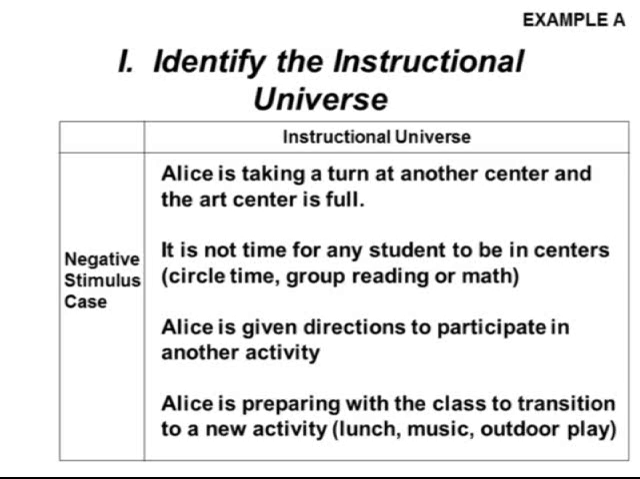In addition to the positive stimulus case, we've also identified situations where it's not appropriate for Alice to make this request. These were also situations where challenging behavior had occurred. So negative examples would be she's taking a turn at a center and the art center's full, so you can't request the center and get access when it's full.